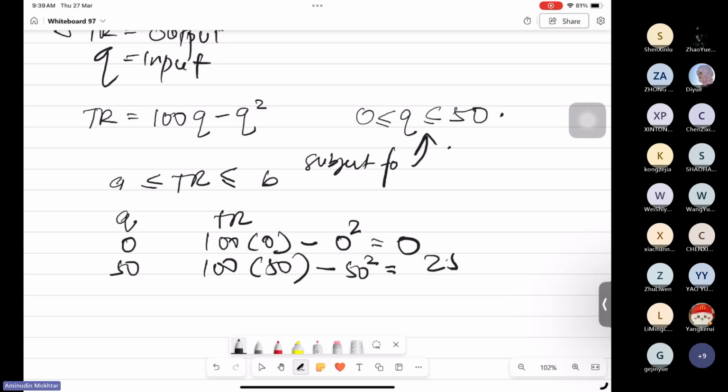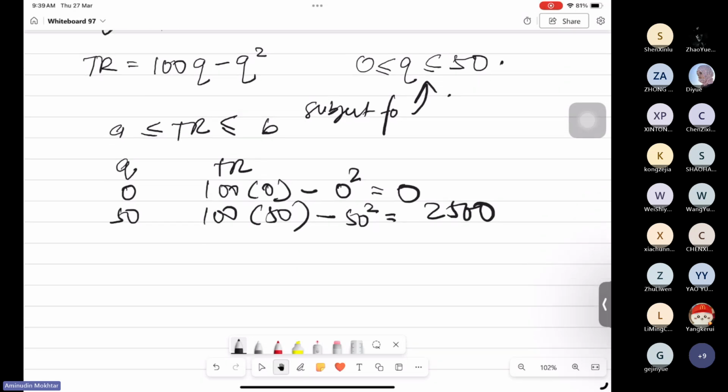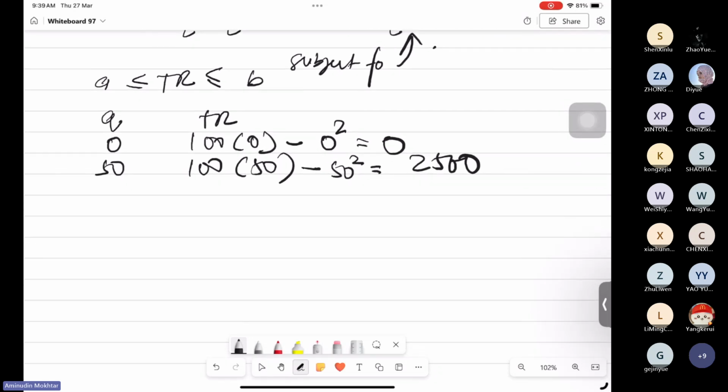We get 2,500. Okay, make sure you have a scientific calculator. You need that scientific calculator in the class to calculate the value. You are allowed to bring the calculator into the exam or a lecture.